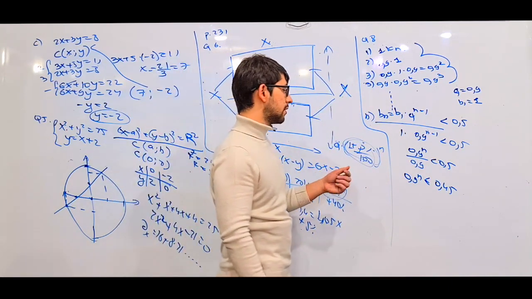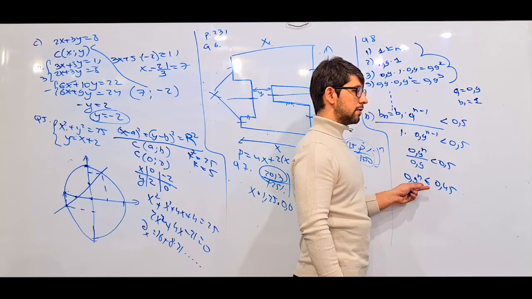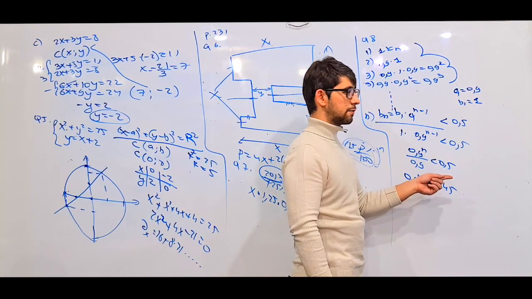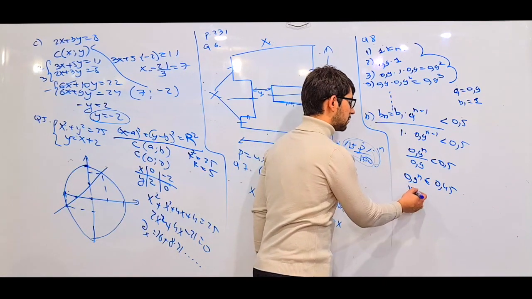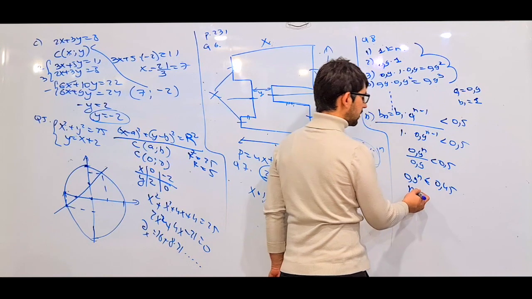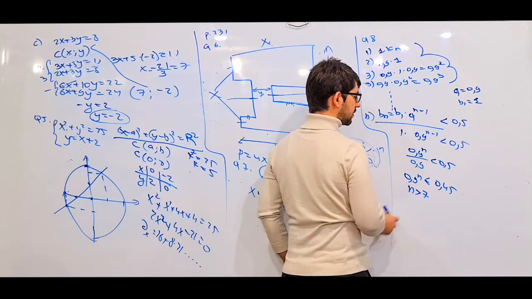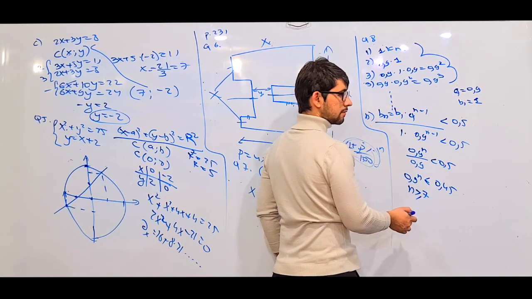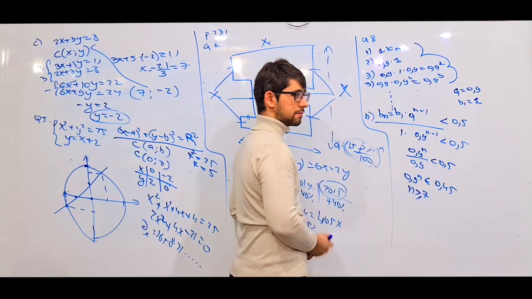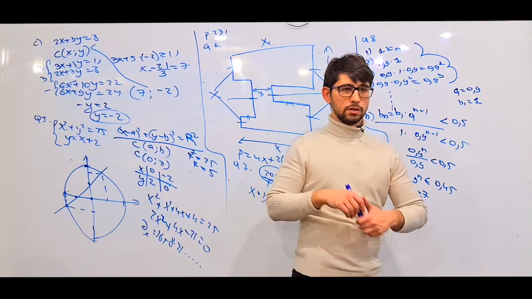Now I need the power. The 0.9 on that power will be less than 0.45. Can you compute that n? 7. So 7, right? If n is greater than or equal to 7, this number will be less than 0.45. Did you get it?